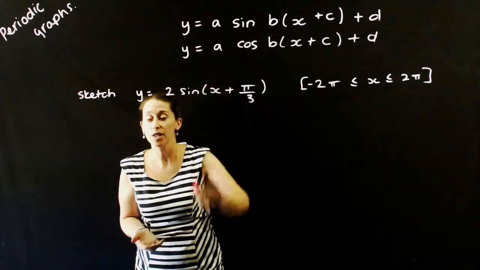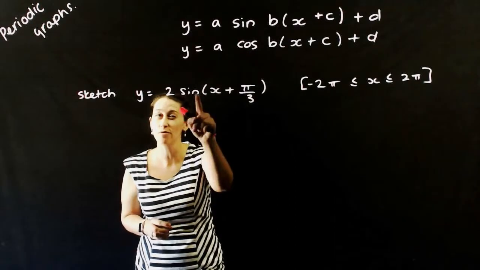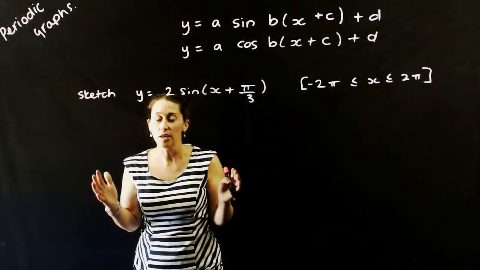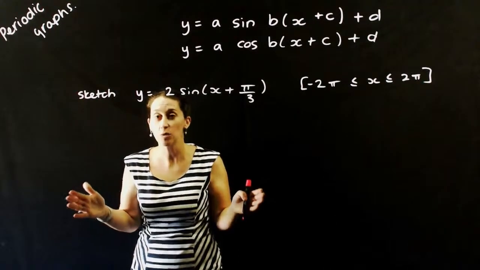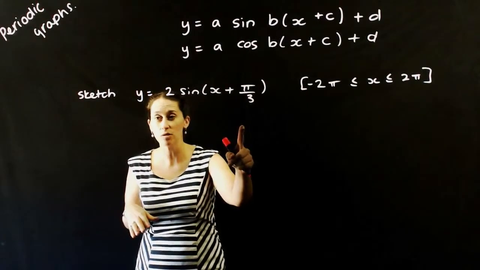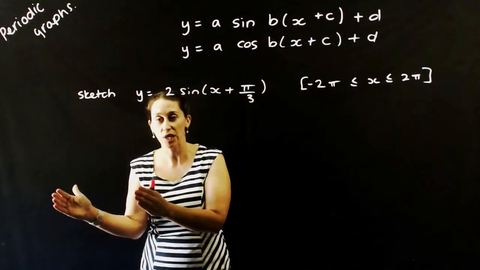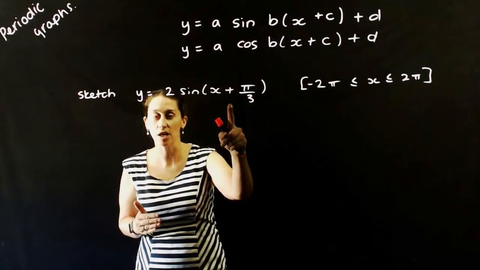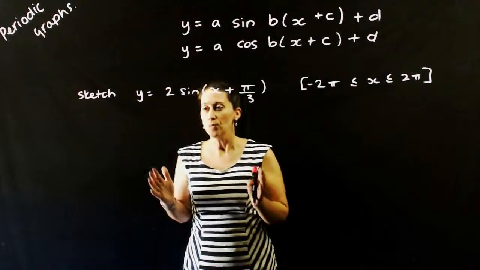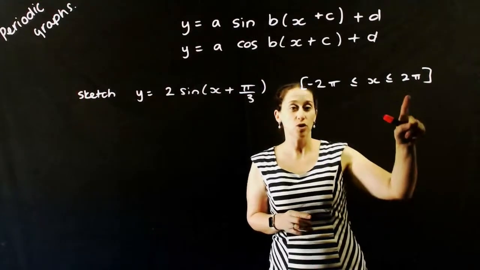We do have 1 as the coefficient of x, so the period hasn't been changed, because the value of b is 1. So the 2 pi is still the period of this particular function. However, there's been a horizontal shift, which tells me that the graph has shifted pi upon 3 to the left. Remember, we go the opposite sign when it's in a bracket. And I have a domain as well, don't forget that, going from minus 2 pi to 2 pi.